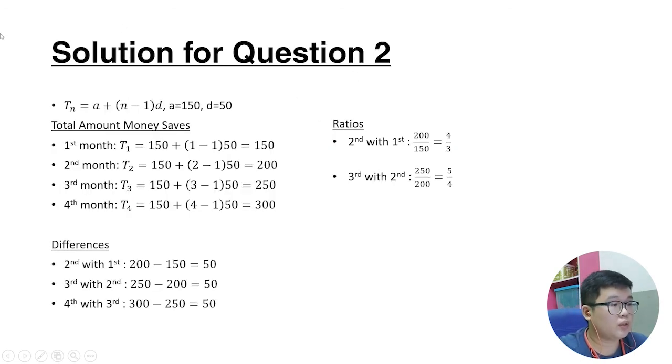So let's take a look at the solution. Let's recall the formula. Tn equals A plus n minus 1 times D. The first term A is 150, the common difference D is 50. So just plug in all the numbers in the formula to find the amount of money saved for each month. Like this. So we get exactly the same answer as the calculation done before this.